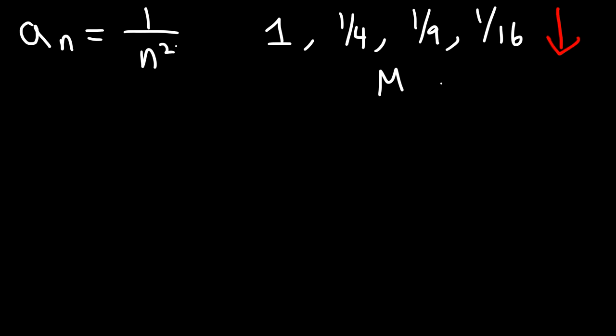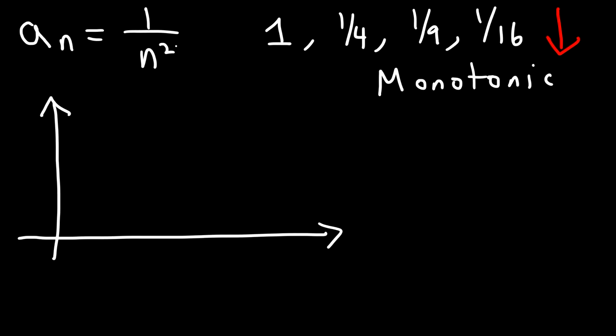So now that we've established that we do have a monotonic sequence, we need to determine if this sequence is bounded. Does it have a ceiling and a floor? Well, let's find out. If we were to graph the sequence, the first term, where n is 1, would have a y value of 1. A sub 1 is 1.